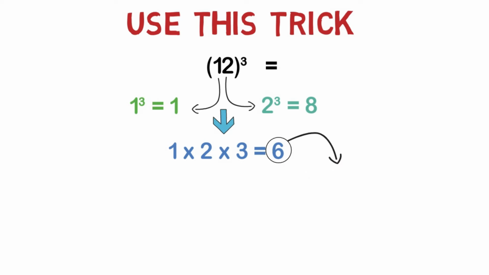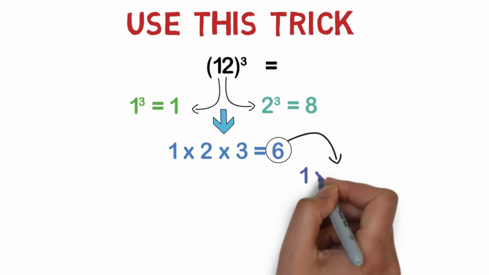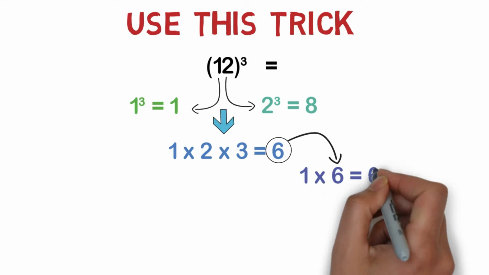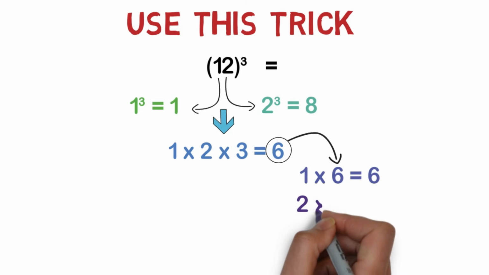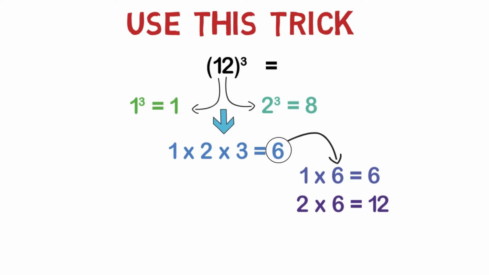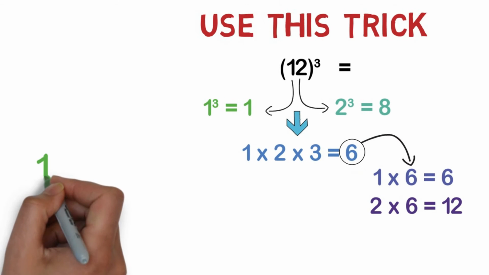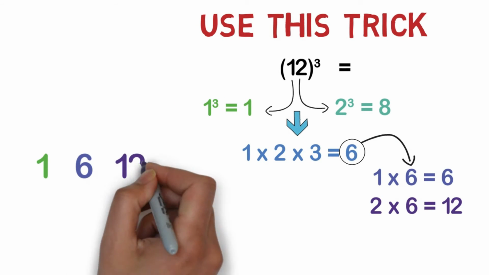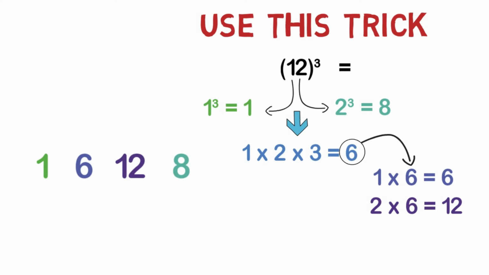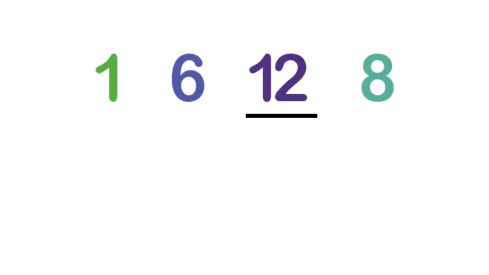We start from the left where we have 1. So 1 times 6 equals 6. 2 on the right times 6 equals 12. Therefore, we have 1, 6, 12, 8. Remember, we have 12 in the second right, which is in the middle.